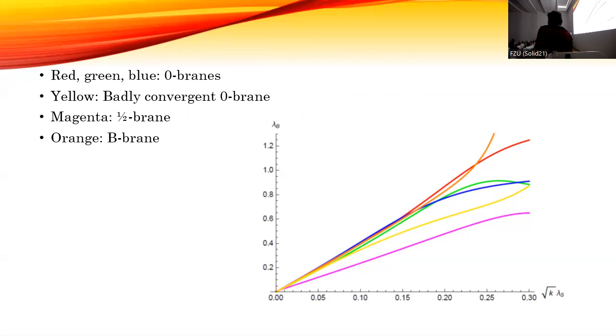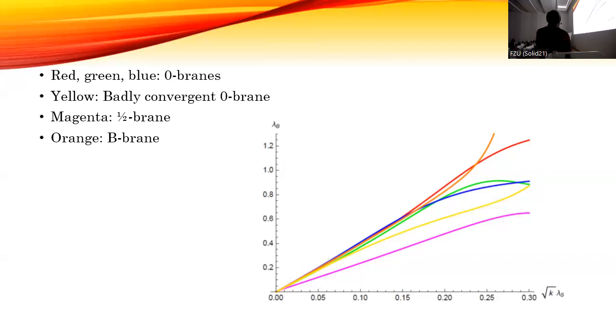My conjecture is that there are several classes of solutions and each of them would have a similar function, or at least some coefficients. It could be like zero branes have one function, one-half branes have another function, and some other solutions could have some completely different function.